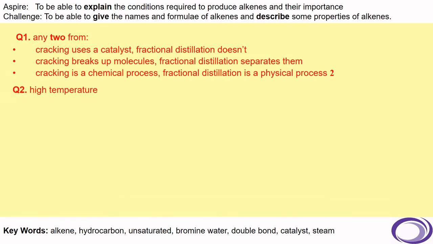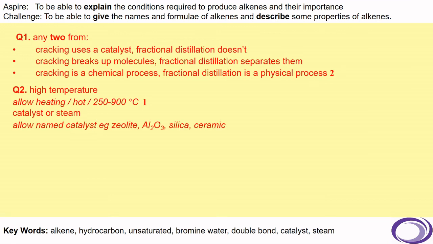For question 2, you could have had any conditions from high temperature. You could have had heating or hot. Try to avoid those because they were only allowed, or a temperature within the range of 250 to 900. You're generally better off just saying high temperature. And then you could have had either catalyst or steam for your second marking point. You could have named the catalyst. I used ceramic in the video.